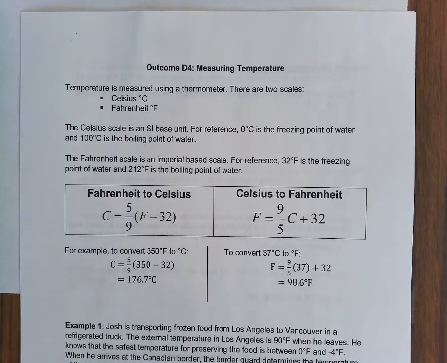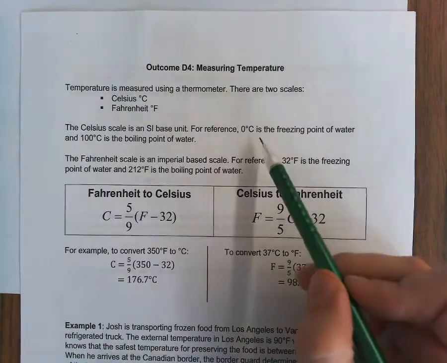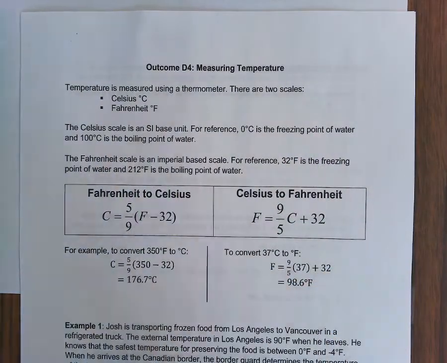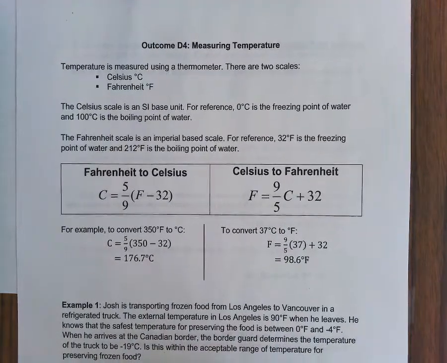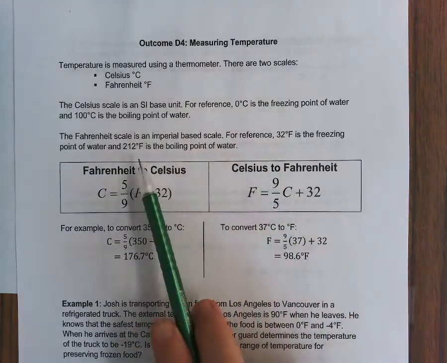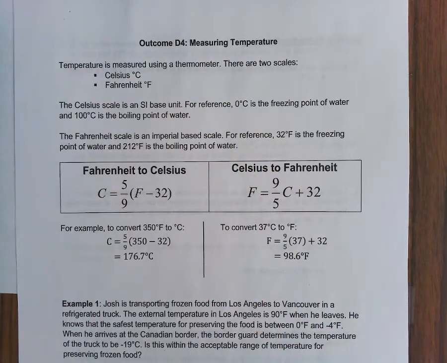The Celsius scale is an SI base unit, and 0 degrees is the freezing point of water, 100 degrees is the boiling point of water. Fahrenheit is an imperial-based scale, and for reference, 32 degrees Fahrenheit is the freezing point of water, and 212 degrees Fahrenheit is the boiling point of water. So those are some very common temperatures that we refer to.